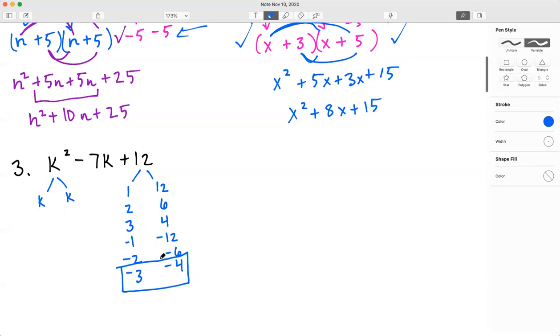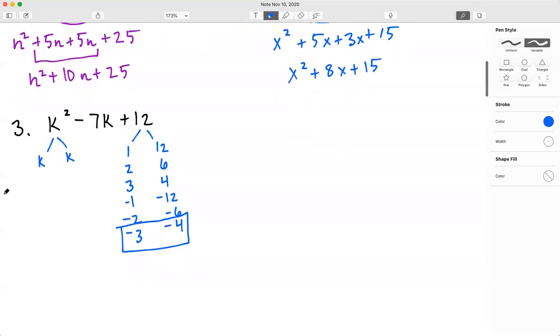So what we do is we write our answer in the form of a binomial times a binomial. We have a k here, that goes there, and then a k here, that goes right there. It's always going to look like that when you have 1 as your leading coefficient. But then you have a negative 3 and a negative 4. You can put the -4 here and the -3 there. It doesn't really matter.